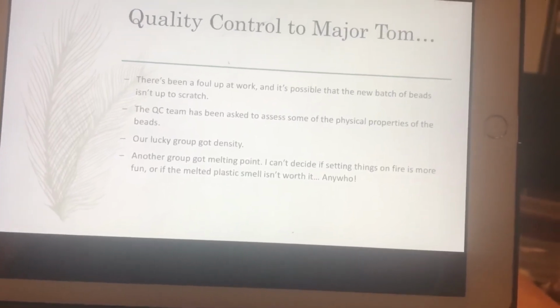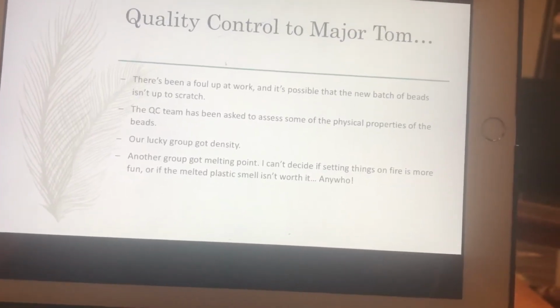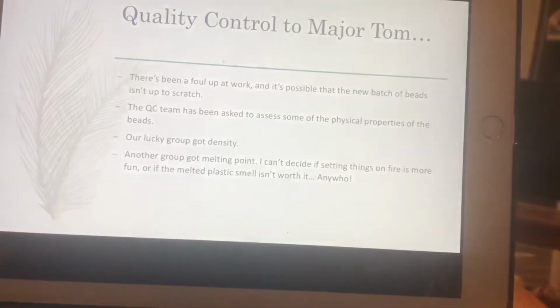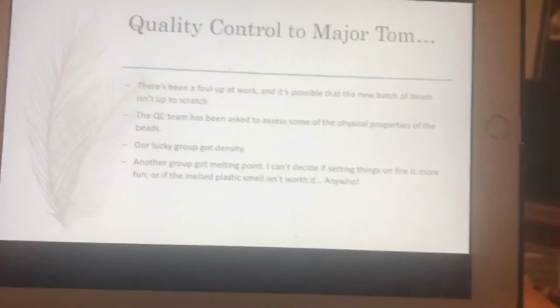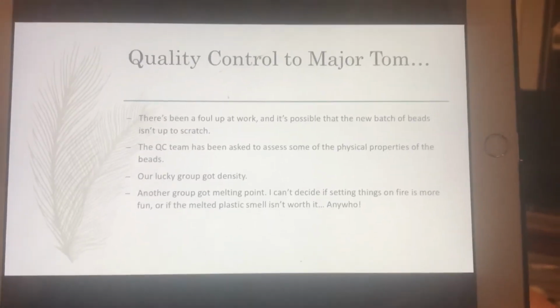And I made a cutesy little joke here about melting point, and maybe that would be more fun to set the beads on fire, but maybe plastic burning wouldn't be the best thing. Apologies for the cat screeching in the background.